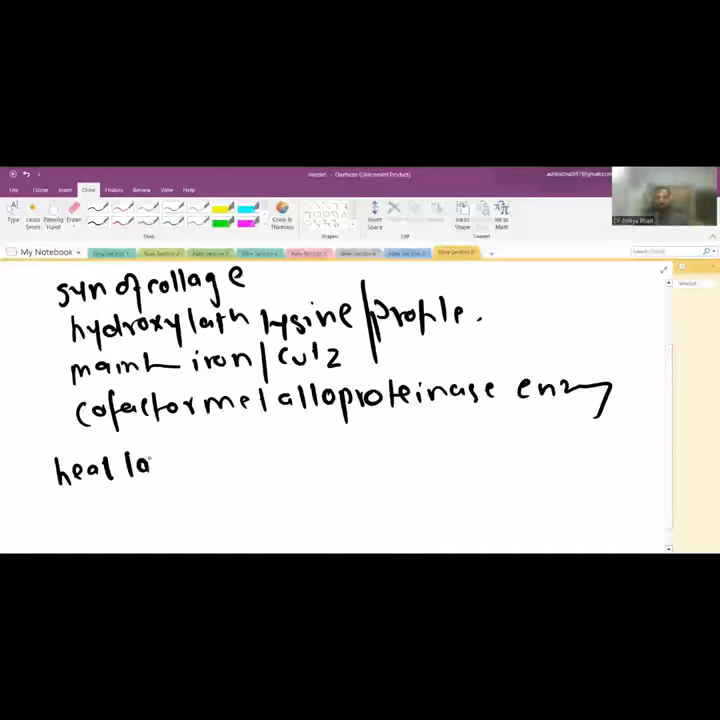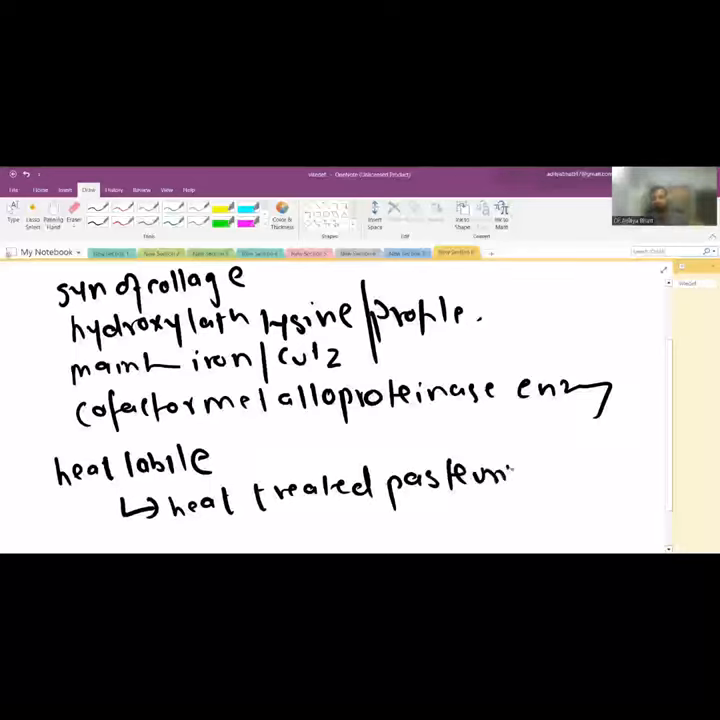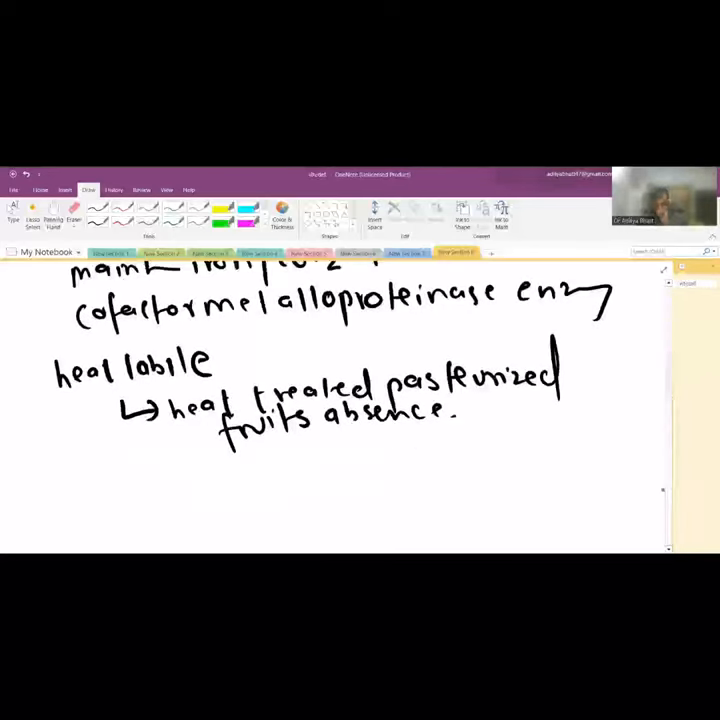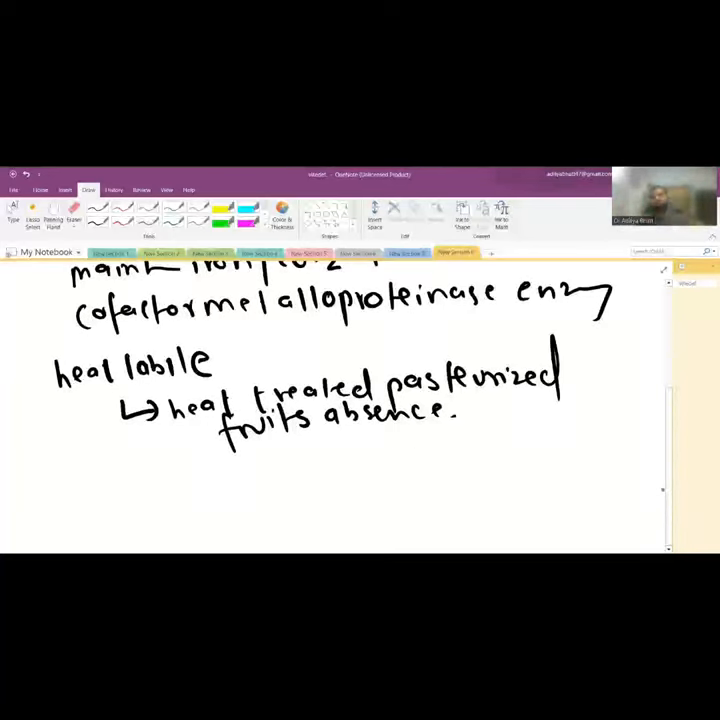So if the children are fed with heat treated pasteurized milk with absence of fruits, then it might lead to the presence of scurvy and the entire spectrum of bone abnormalities. So what are the clinical features of scurvy?